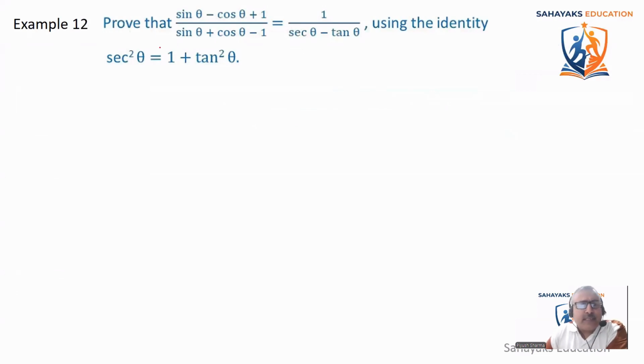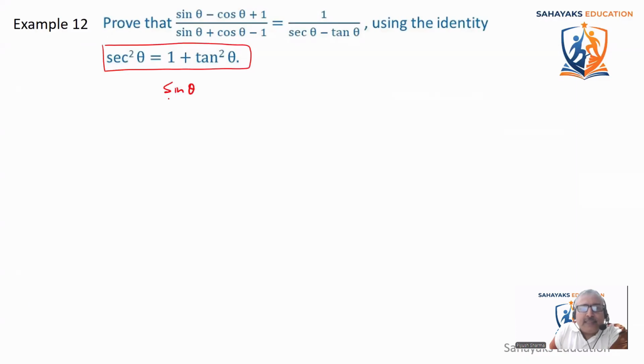So coming to the next question, here we have to prove that sine theta minus cos theta plus 1 divided by sine theta plus cos theta minus 1 is equal to 1 divided by sec theta minus tan theta, using the identity sec squared theta is equal to 1 plus tan squared theta. See, when we have to use this identity, these values should be there in the LHS. So let's divide the entire equation by cos theta.